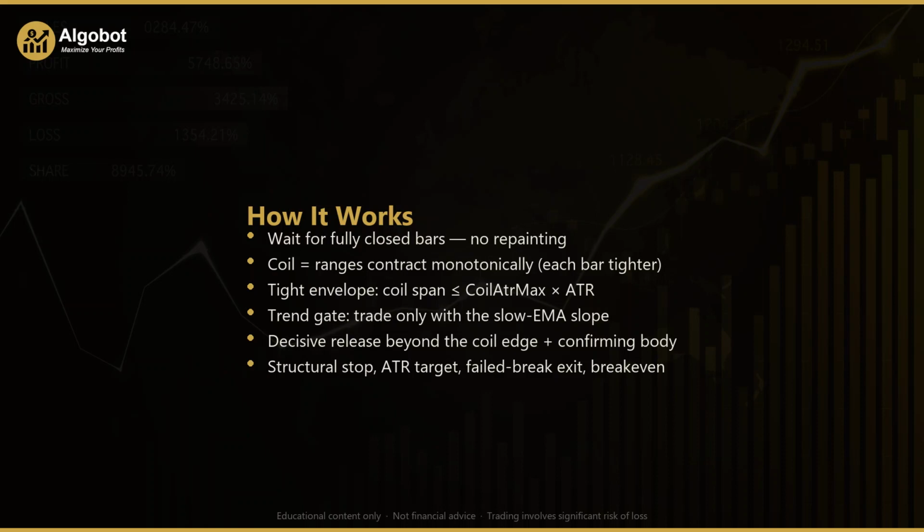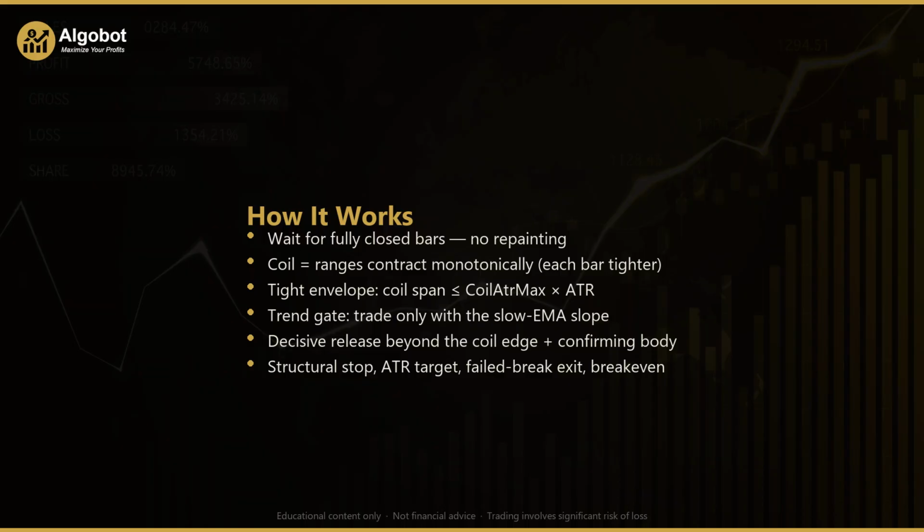Third comes the trend gate. The strategy reads a slow exponential moving average, a 100-period average by default, and measures its slope over the last several bars. It will only take a long trade when that average is sloping up, and only take a short when it's sloping down. This is the filter that keeps it trading with the prevailing direction rather than fighting it.